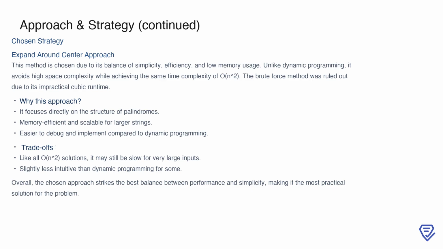Ultimately, the expand around center approach is chosen for its balance between simplicity, efficiency, and low memory usage. Unlike the brute force method, it avoids the impractical O(n cubed) runtime, and compared to dynamic programming, it eliminates the high space complexity of the 2D table while maintaining the same O(n squared) time complexity. This approach directly focuses on the structural properties of palindromes, making it both intuitive and efficient.